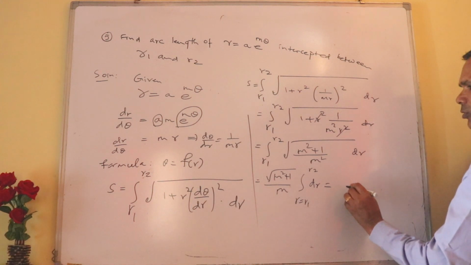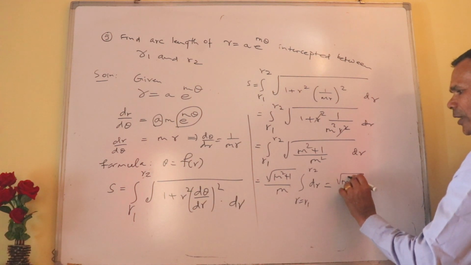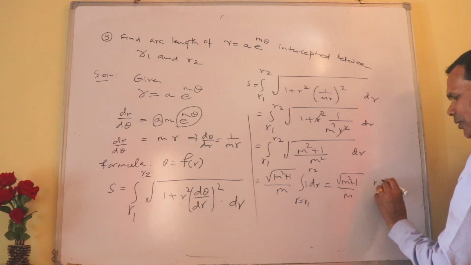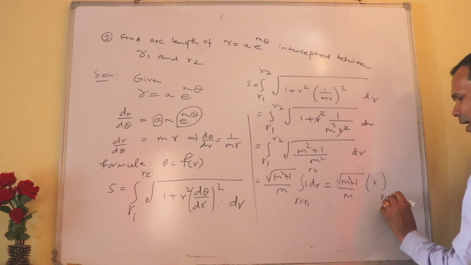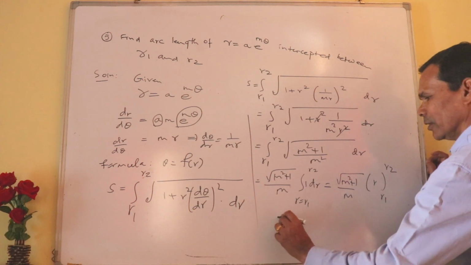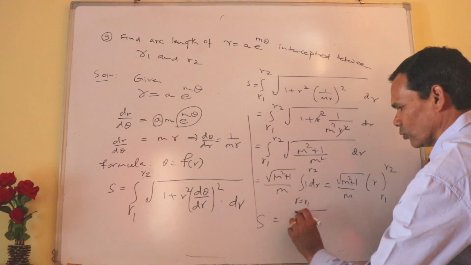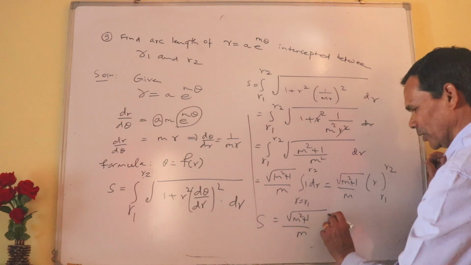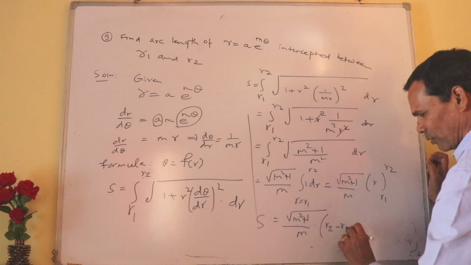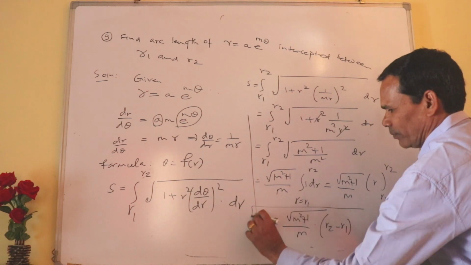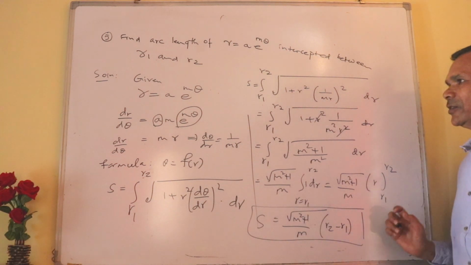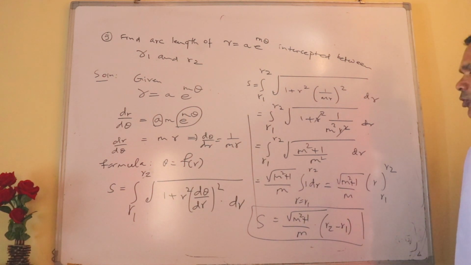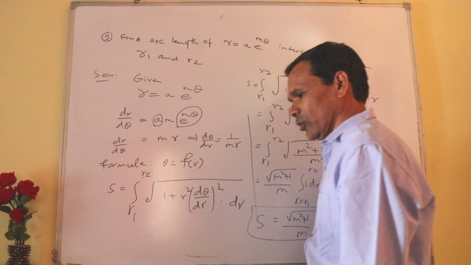So this is equal to root of m square plus 1 upon m, and the integration of this is r, limits applied r1 to r2 for r. So s is equal to root of m square plus 1 divided by m into r2 minus r1. So this is the arc length of this spiral, located between r is equal to r1 to r is equal to r2.